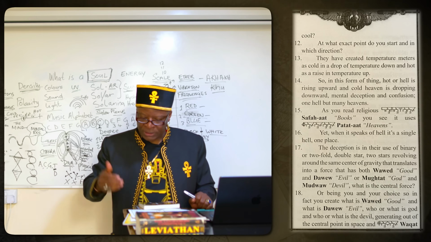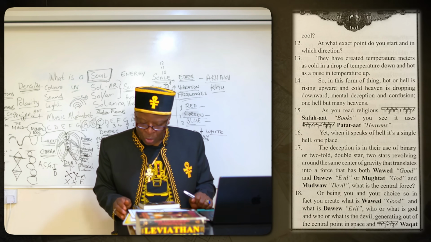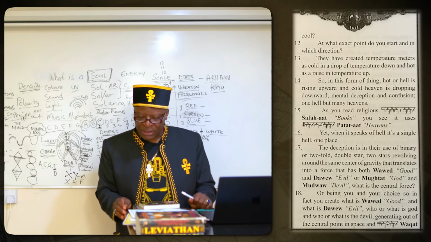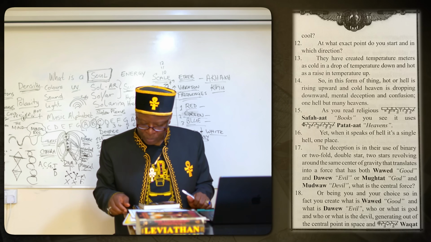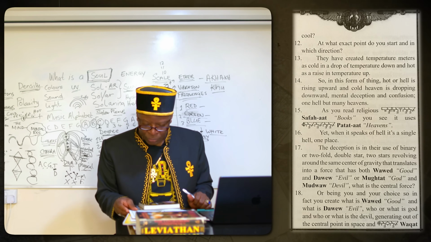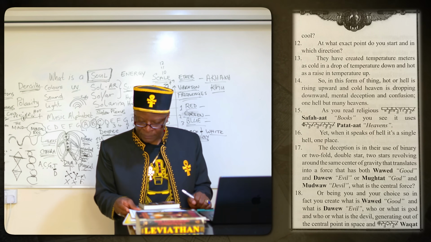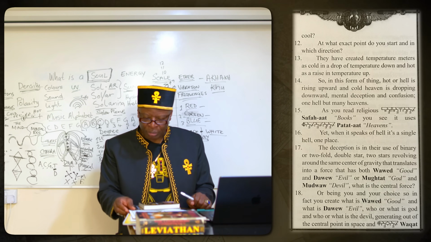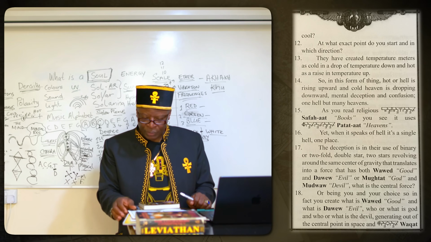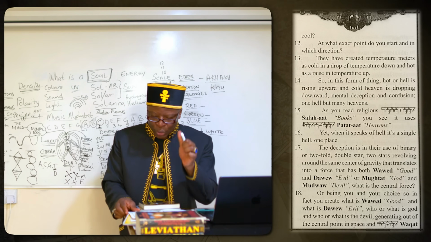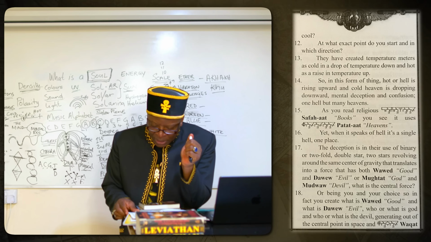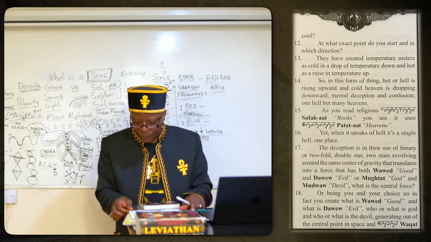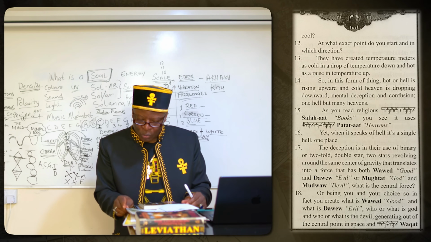They have created temperature meters as cold in a drop of temperature down and hot as a raise in temperature up. So in this form, hot or hell is rising upward and cold heaven is dropping downward. Mental deception and confusion on hell, but many heavens. You see, as you read religious books, it uses patat, heavens, with a plural S. Yet when it speaks of hell, it's a single hell or one place.